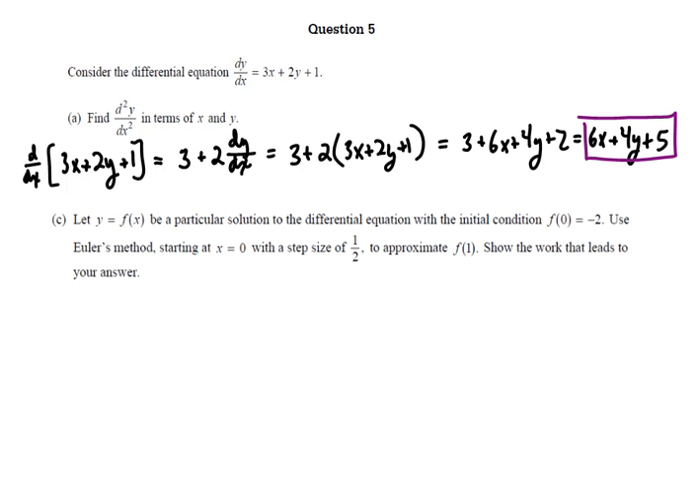I'm going to skip ahead and do part C, see if I can finish C and D on this video. So we're looking to do Euler's method. We're starting at x equals 0. We know that f of 0 is negative 2, so I'm going to set up for Euler's method. Have my starting x and y values. I have my derivative with respect to x. I have my delta x. I have my delta y, which is dy/dx times delta x. Then I have my new x, which is x plus delta x, and my new y, which is y plus delta y.